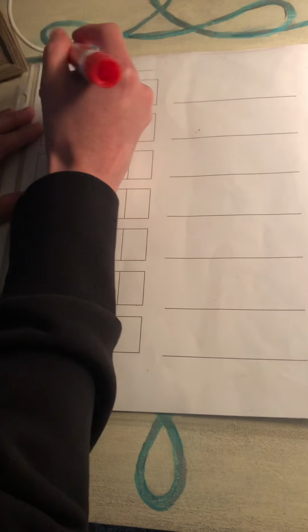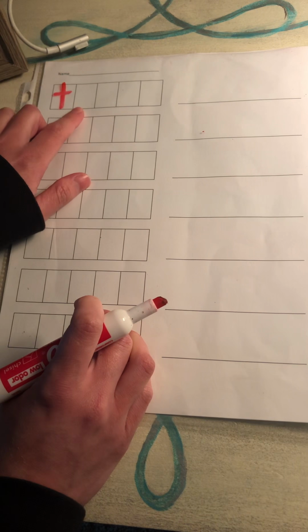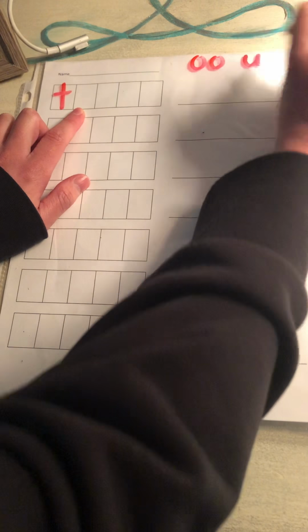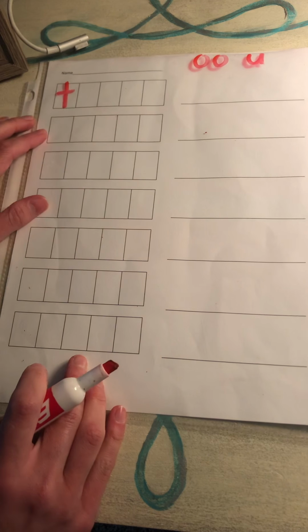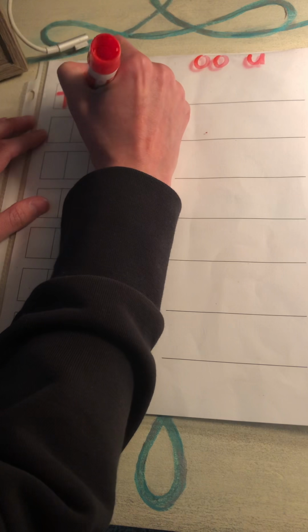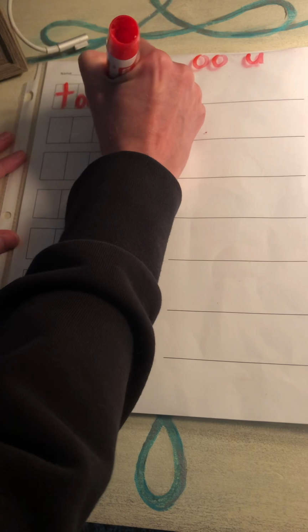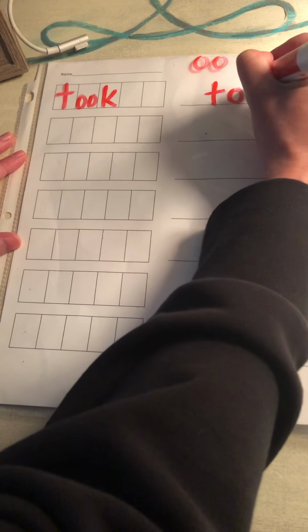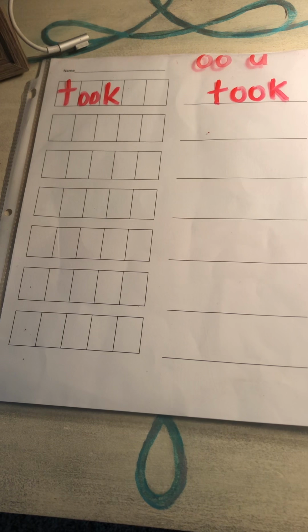Taking my marker, I know T says T. I hear, and this week we've learned that double O or a U can say that sound in a word. And in took, it is spelled O-O. And then I hear K at the end, so that's a K. Took. All right, you may pick up your marker. You're going to do this next word with me.